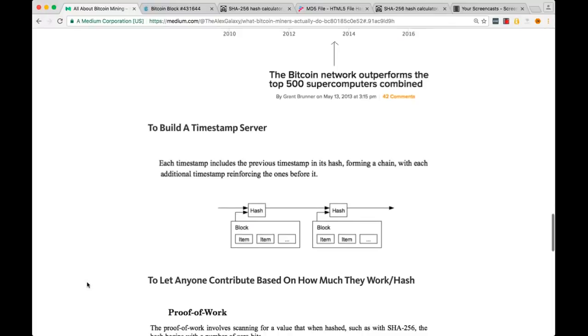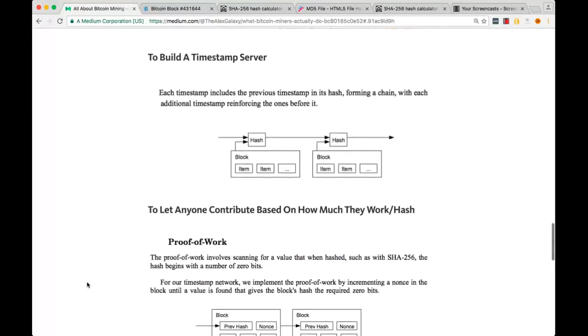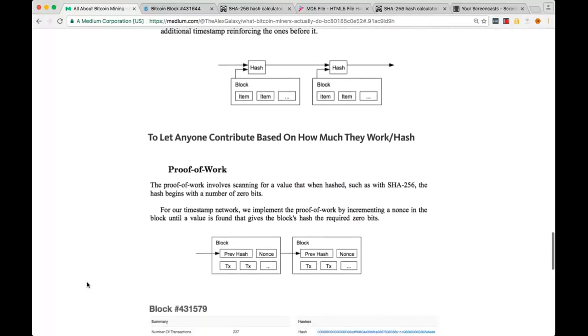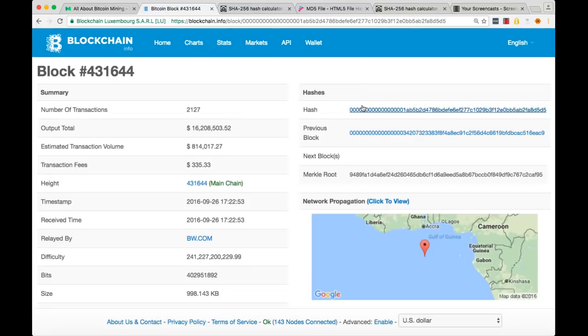And then Satoshi added one more brilliant ingredient: how to let anyone contribute to this blockchain based on how much work they do. So the proof of work involves scanning for a value that, when hashed with the SHA-256 algorithm, miners are looking for a specific number of zeros. So as I said here, they're looking for 17 zeros.